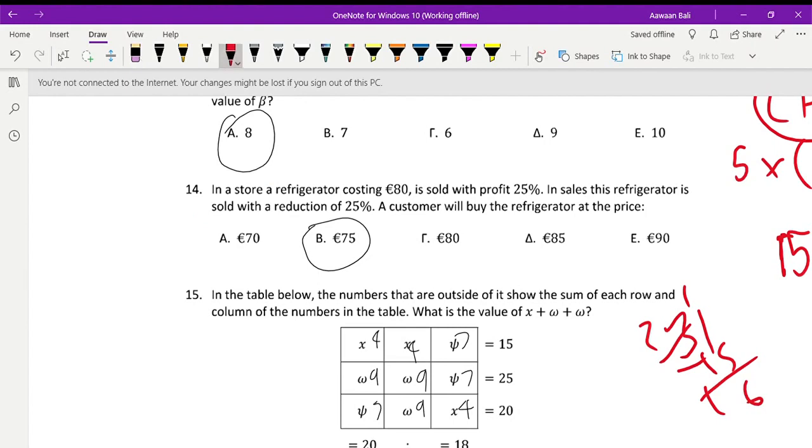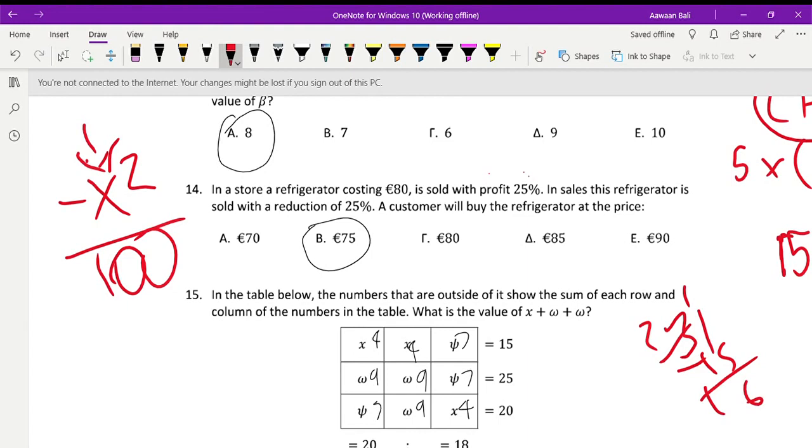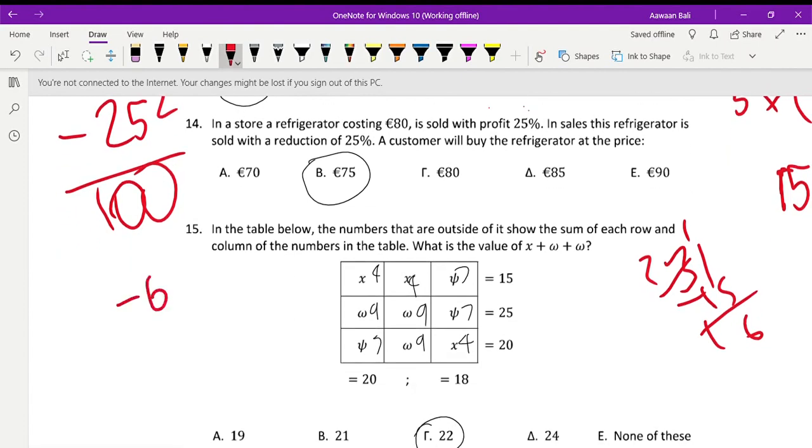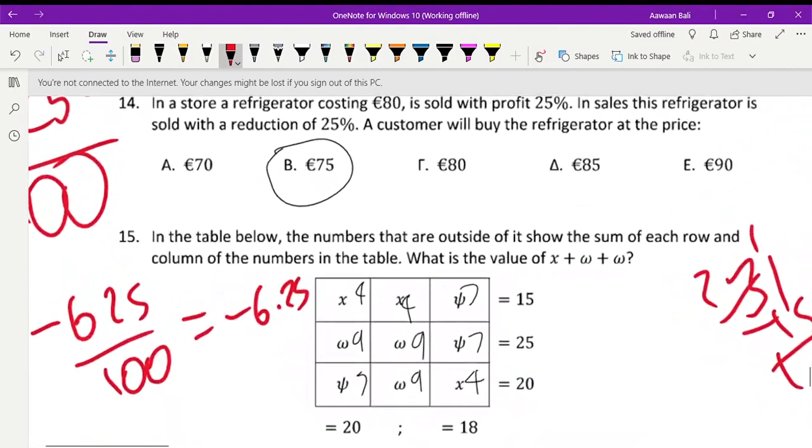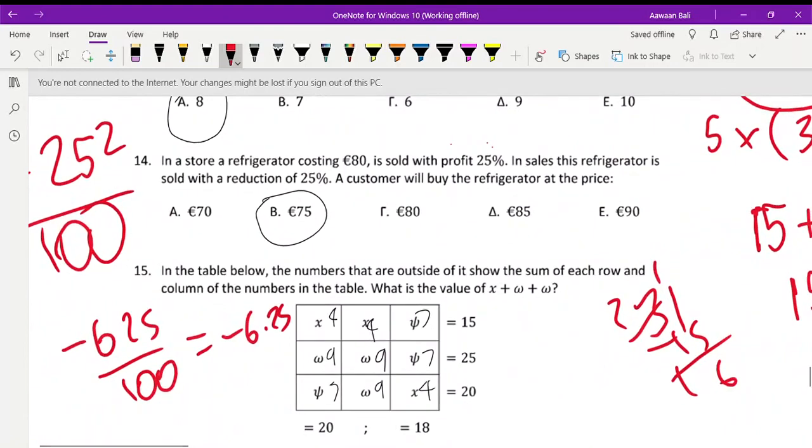When both the profit and the reduction have the same percentage, they're both 25%, there's a secret method you can do. Minus x squared divided by 100, where x is that percentage. Here it's 25. So minus 25 squared upon 100, minus 625 divided by 100, minus 6.25.